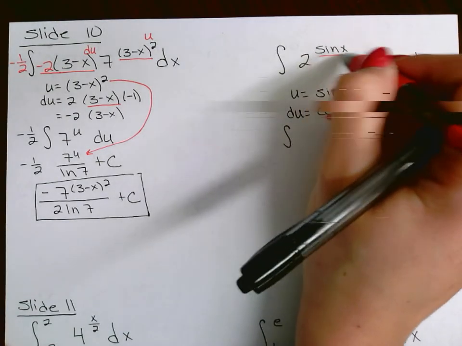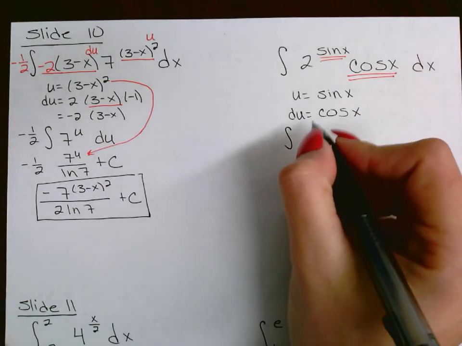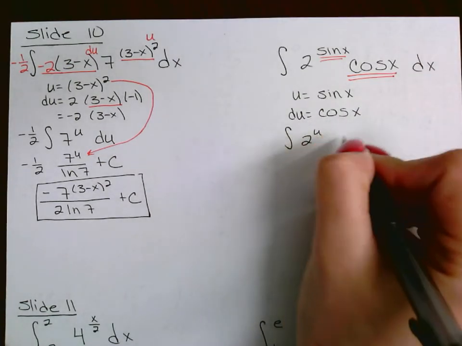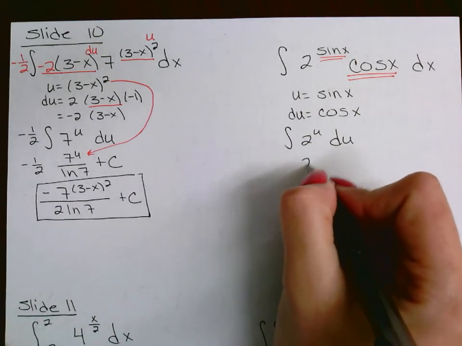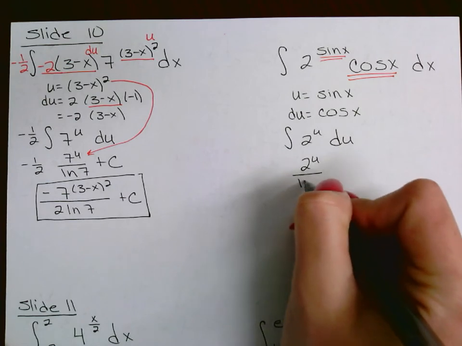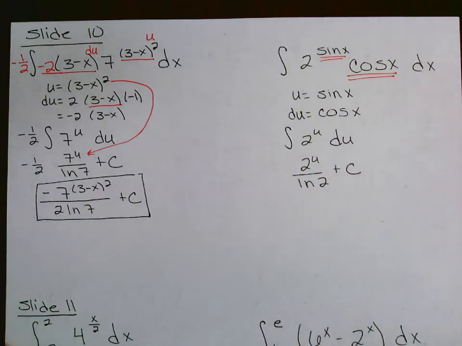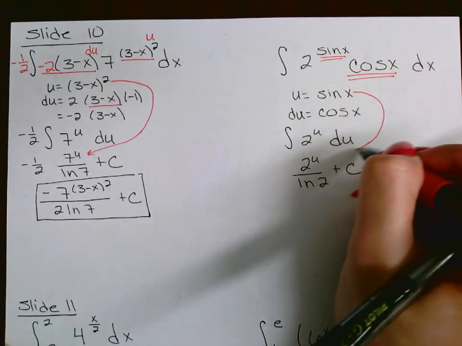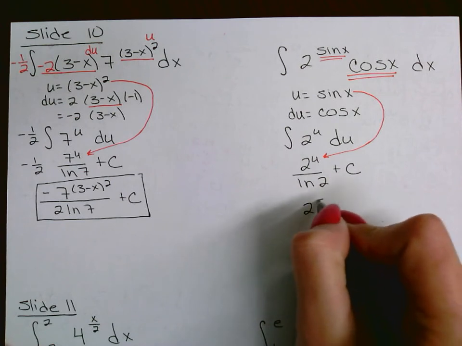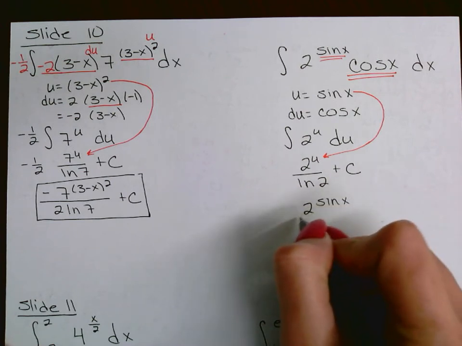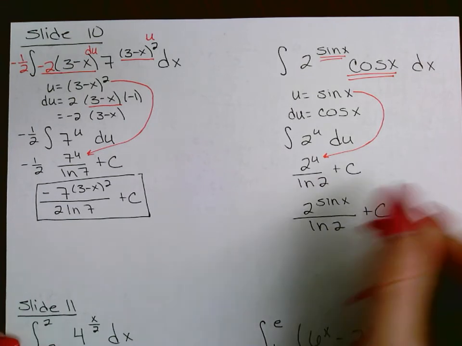Nope, I've got my u up here and my du down here. This is a perfect question. So I have 2 to the u du. Antiderivative is rewrite over ln of the base plus c. And then lastly, plug that u back in. 2 raised to sine of x over ln of 2 plus c.